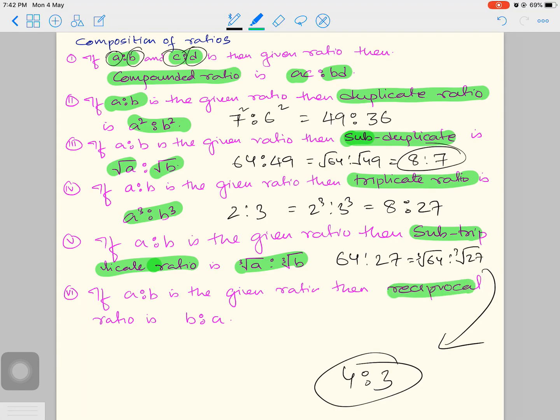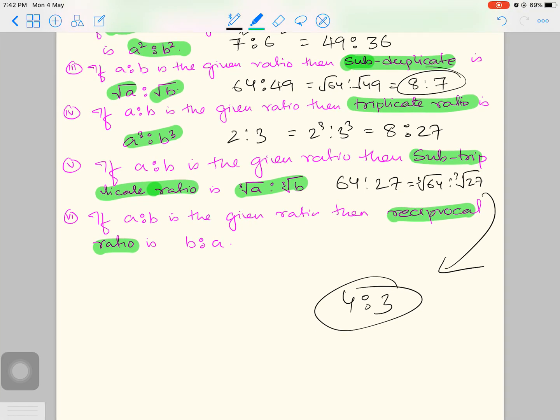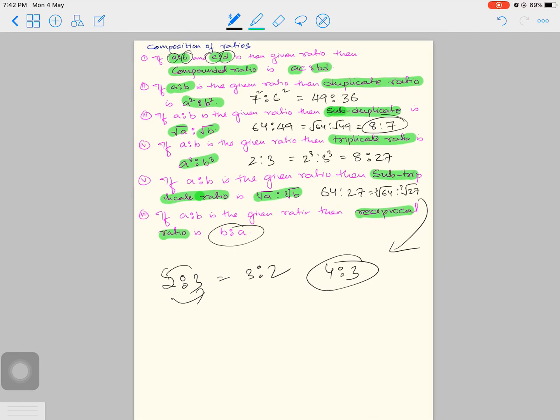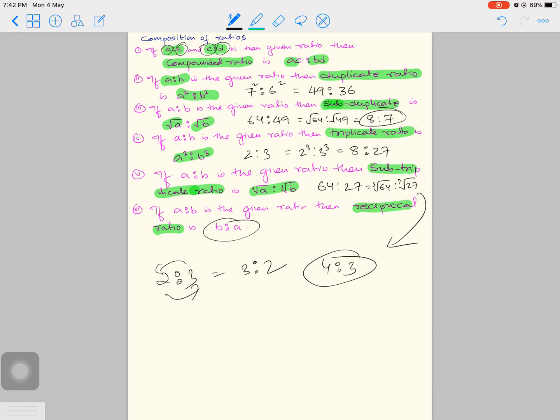Sixth one says reciprocal. You know, reciprocal is quite simple. To reciprocate means to invert. So if you ever have 2:3, what is the reciprocal? Simple, 3:2. Just exchange positions. So that's B:A. These are all different compositions of the ratio. If you don't understand this, you can repeat the video again and check it out. That's what I had given in the notes that I posted earlier.